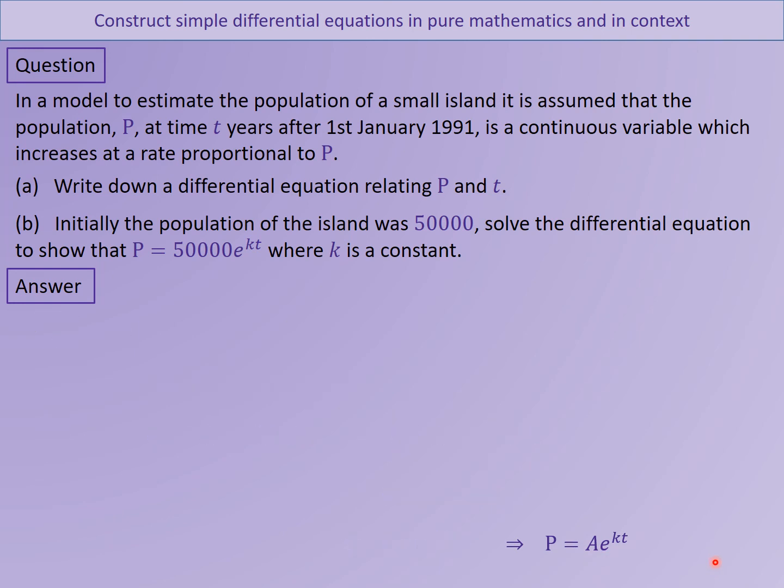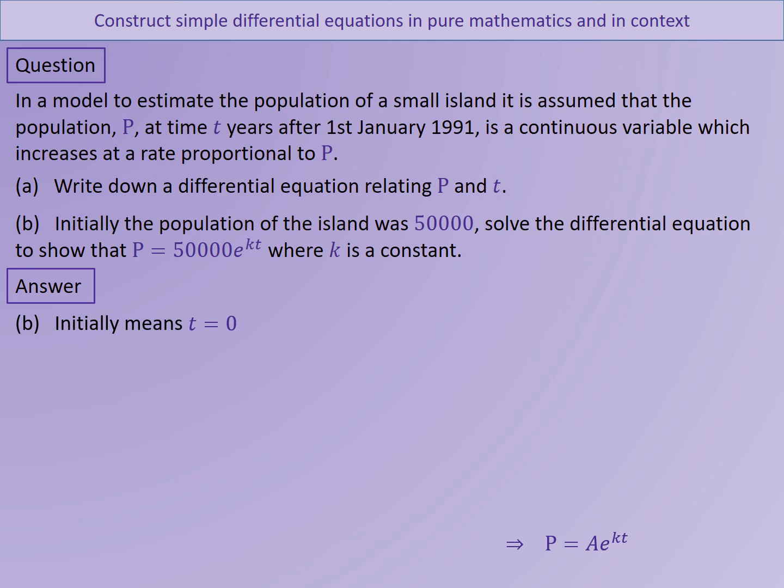Okay, so I've got my general solution, but I haven't finished answering this question just here. It's saying initially the population of the island is 50,000. Now the key word there is not the 50,000, it is the word initially. If we're talking about rate of change over time, initially is when time starts, in this case on the 1st of January 1991. So if the initial value is 50,000, the t value is going to equal 0.